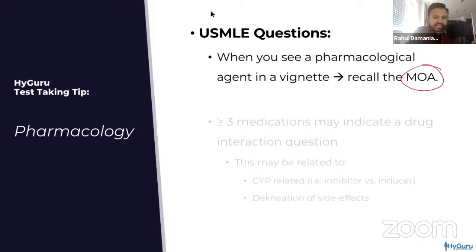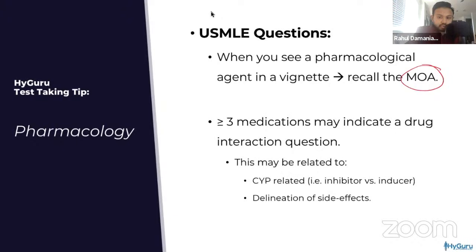Another subtle test-taking tip is that anytime on the USMLE you see greater than or equal to 3 medications, that indicates a drug interaction question. And that may be related to, oh, are they testing me on SIP because they're giving me 3 medications? Or do they want me to delineate side effects from each of those 3 medications? So just a subtle point, but again, test-taking strategy is going to be very helpful here.